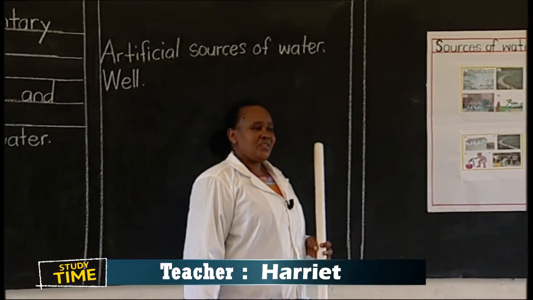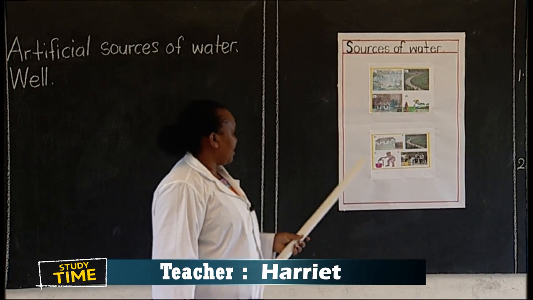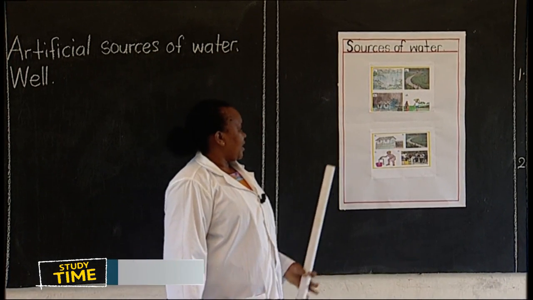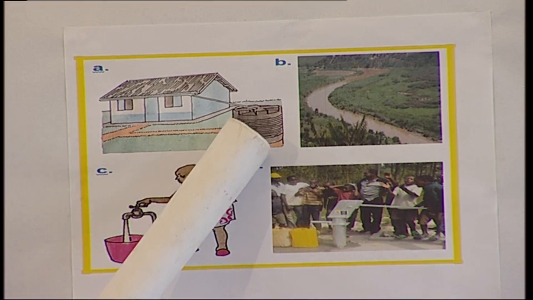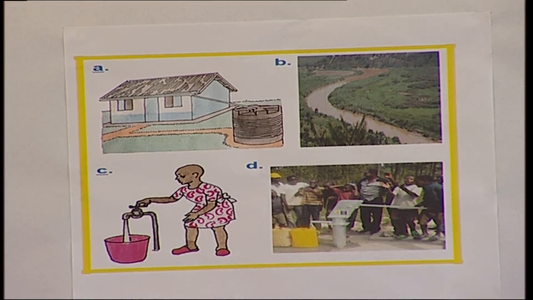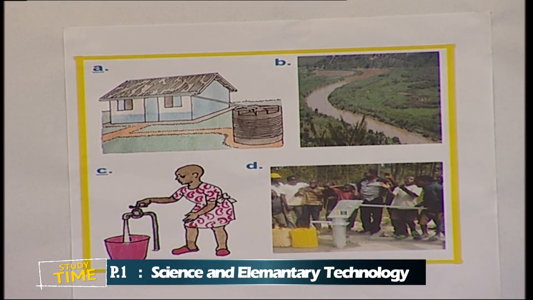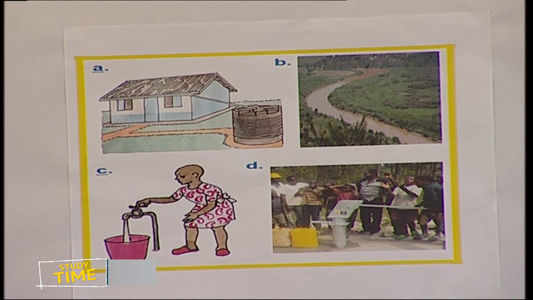Let's look at another source of water, which is here on our chart. There is a house you can see. And this one, I don't want to tell it to you. You are the ones to tell me what it is. Okay. It's a tank. Wonderful. Was it made by God or man? Okay, by man. It's artificial. So this is how we write the word tank. Tank.